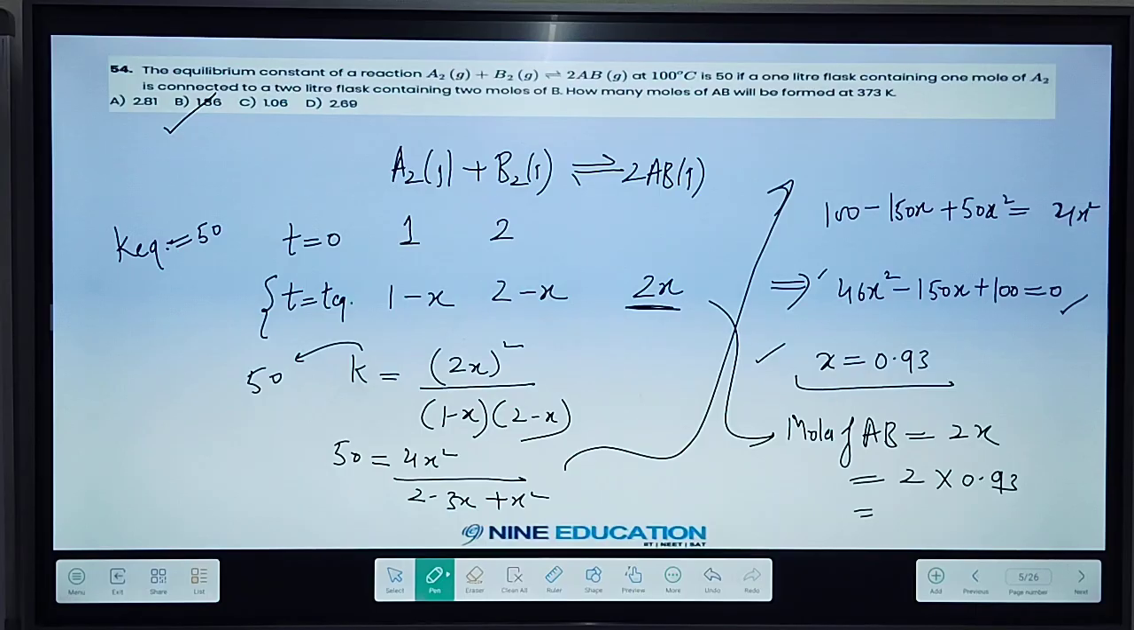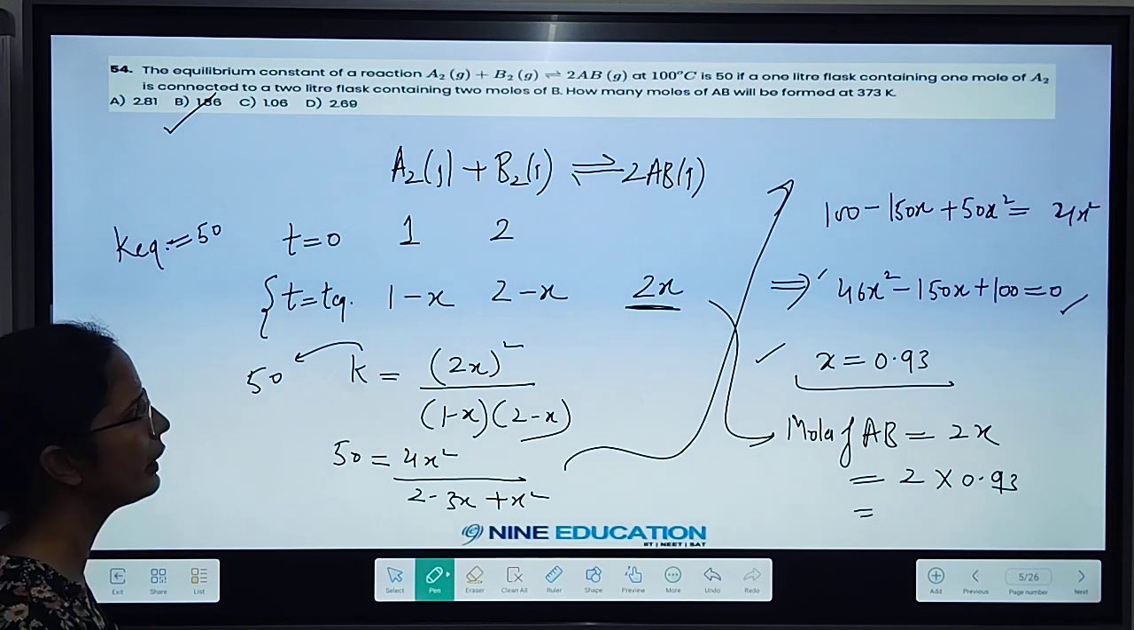So this is how we are supposed to deal with this question, and the key point here is that some reaction is provided. They are again talking about equilibrium, and they are telling how we are performing this reaction by taking one flask containing 1 mole of A2, which we are connecting to a 2-liter flask containing 2 moles of B. So ultimately they are going to react and we'll be getting AB.